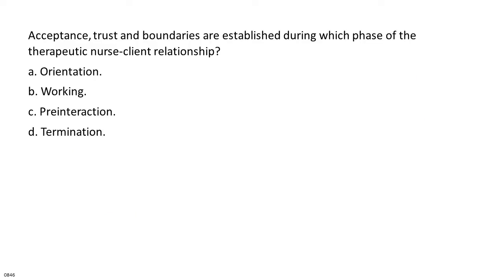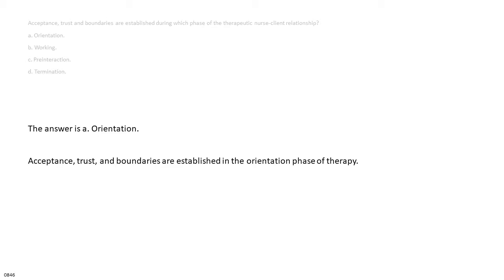Acceptance, trust and boundaries are established during which phase of the therapeutic nurse-client relationship? A. Orientation. B. Working. C. Pre-interaction. D. Termination. The answer is A. Orientation. Acceptance, trust, and boundaries are established in the orientation phase of therapy.